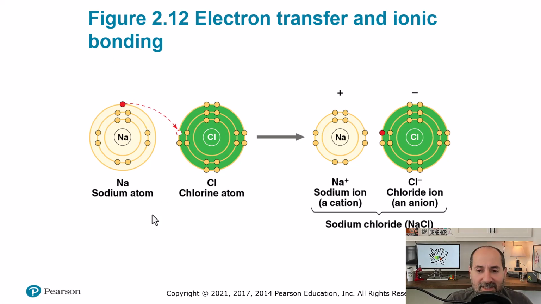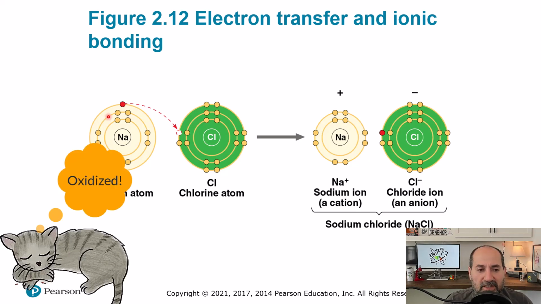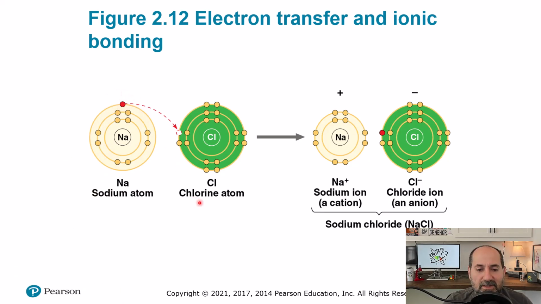And do you remember the other term I wanted you to learn? This might be on the test. So remember I told you two important terms, oxidation and reduction. These are important terms because oxidation means to lose an electron and reduction means to gain an electron. So if I were to ask you, is sodium becoming oxidized or reduced in this reaction? You would say oxidized. Sodium is oxidized. It's losing its electron. That means that chlorine is becoming reduced. It is gaining the electron.